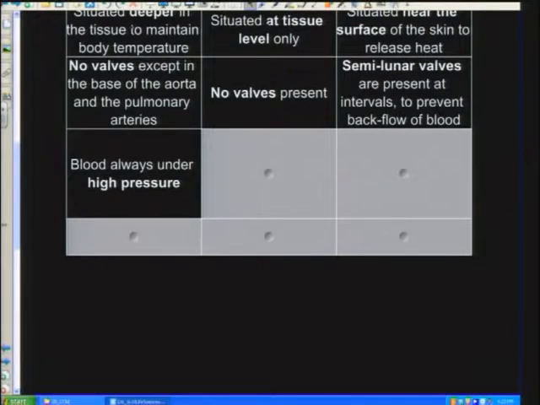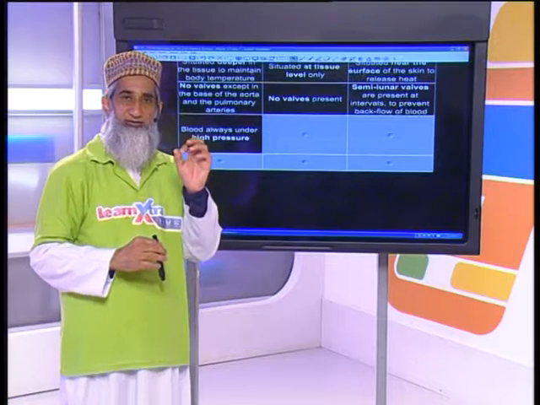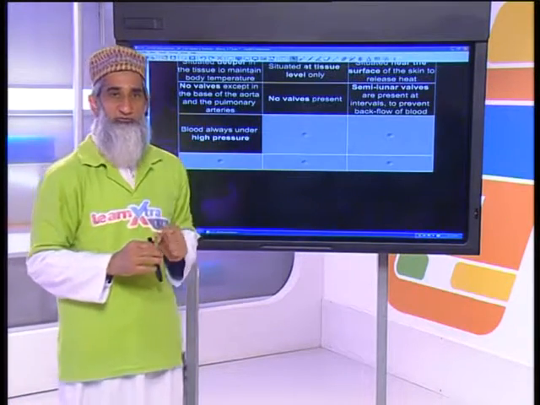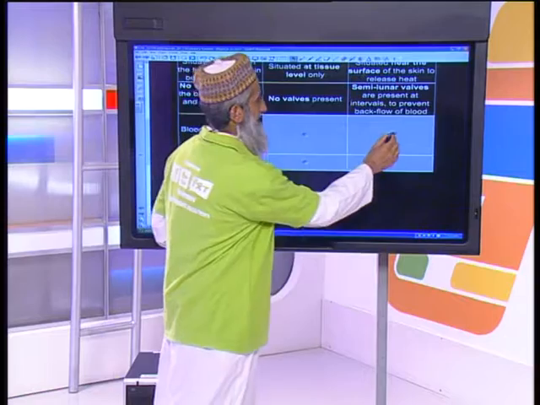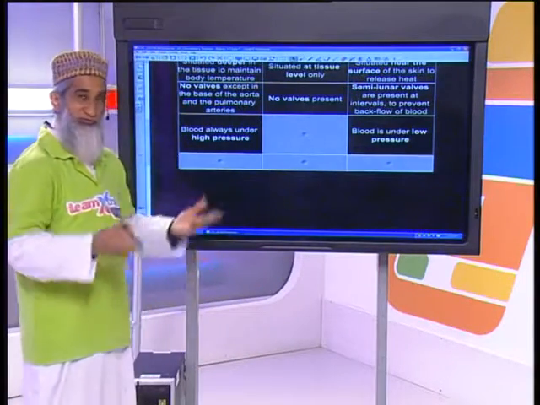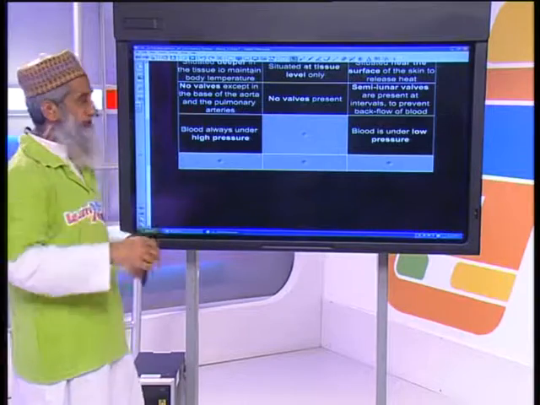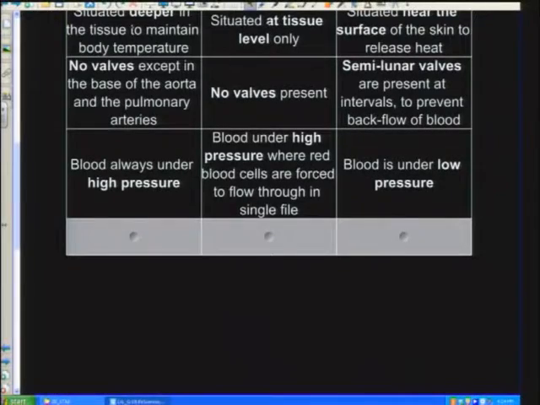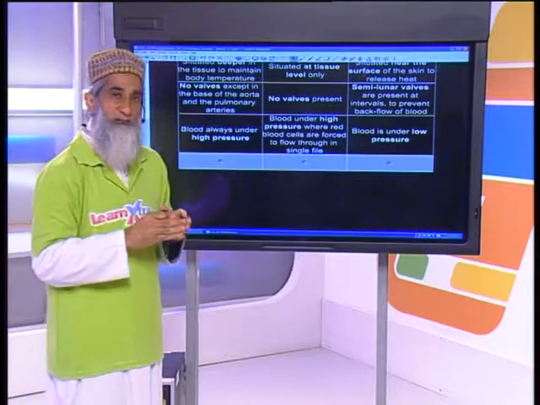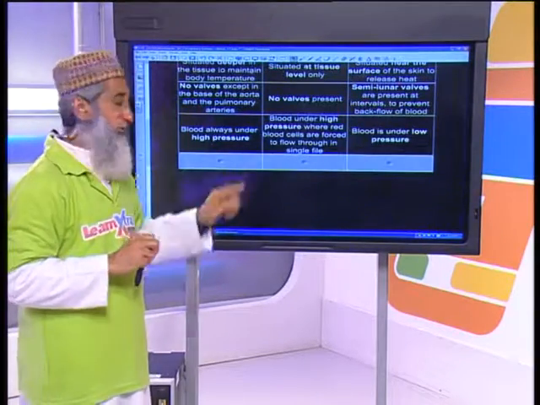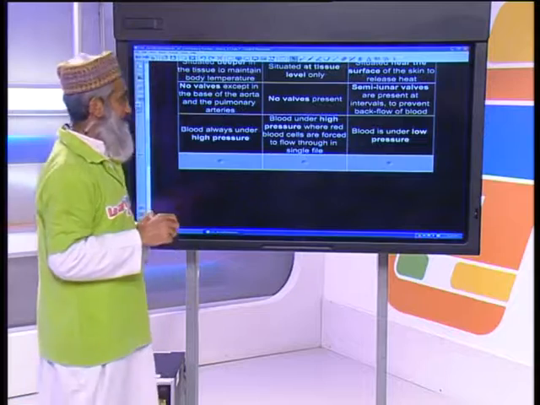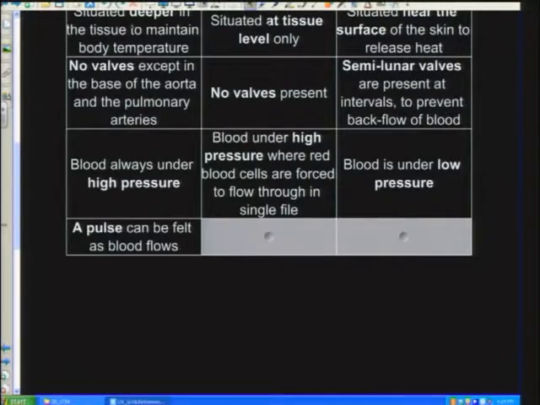Blood is always under high pressure in an artery. If you were to cut an artery, the blood that comes out will spurt out, it will shoot out, because the blood in the artery is under pressure. Whereas in a vein, the blood is under low pressure because it's returning. It's far away from the pumping action of the heart. And in the capillaries, the blood is under high pressure, where red blood cells are forced to flow through in single file. Why is this important? Because we need to push this blood through. And when we talk about the lymphatic system, we will talk about why this pressure in the capillaries is important.